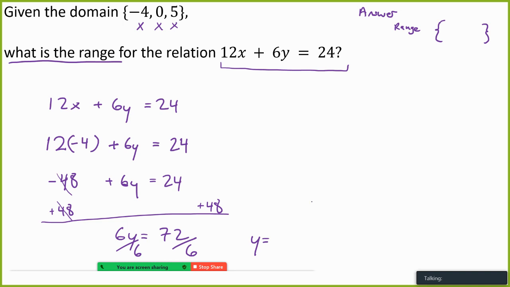Yeah. Okay, so that was just one answer. We've found one y value that is in our range. So 12 is the first number in our range. Look above there. We're adding 12 to our list. But we've got to do it again. So now we've got to do it again, plugging in 0, and we're going to plug in 5 after that.